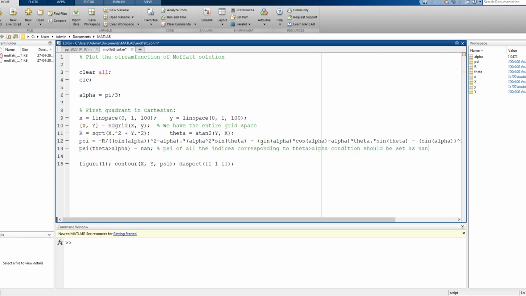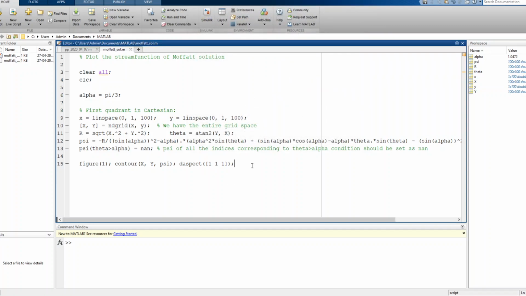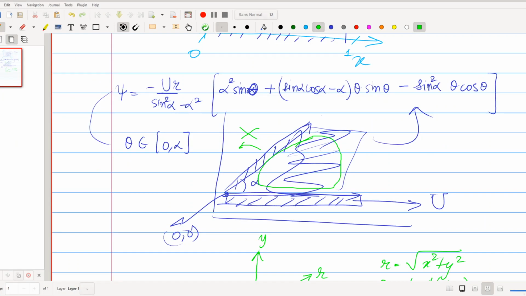Let us again plot it and see whether we have some progress. Okay, excellent. We only have the streamlines which correspond to the domain that we have, but we should ideally want to plot the plates as well. It's good to show the plates as well. So let us do that. What are the coordinates of the plate?